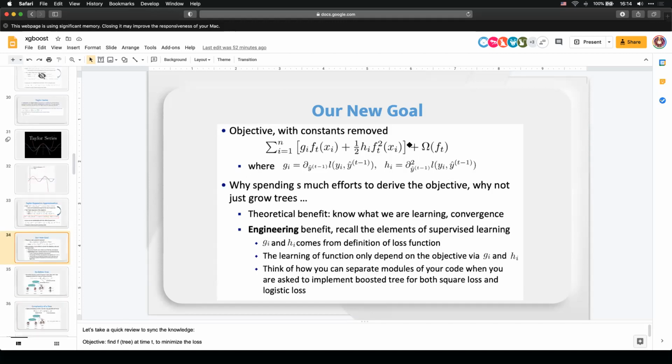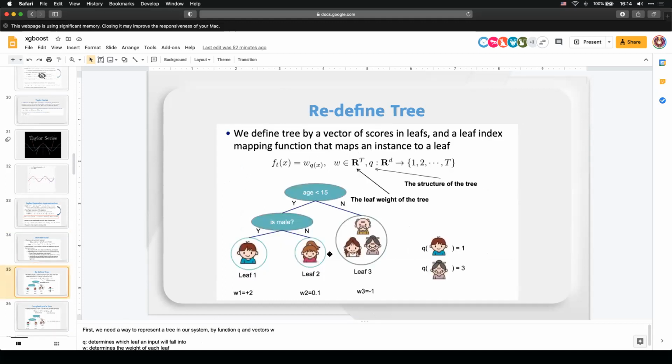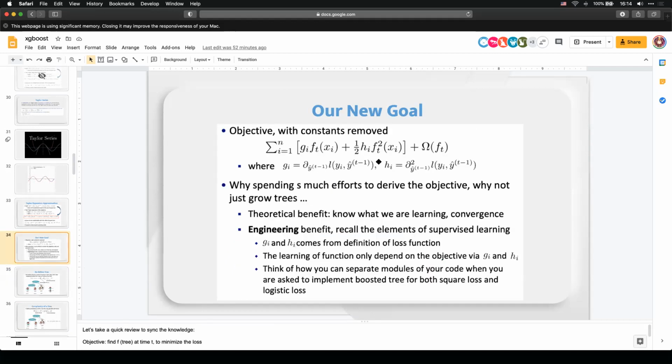But this is our goal now. We haven't talked about how to find FT yet, how to construct a tree, and what kind of tree is a good tree. We haven't talked about that yet. This is all about the fact that now we have an objective, and by pursuing lower and lower values of this objective, we find the most optimized solution.